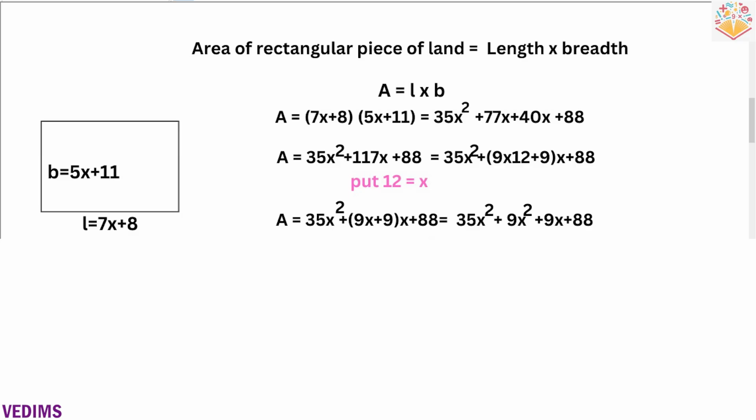Now we'll split this 117 as a product of 12. You can write as 12 9s are 108 plus 9 becomes 117.